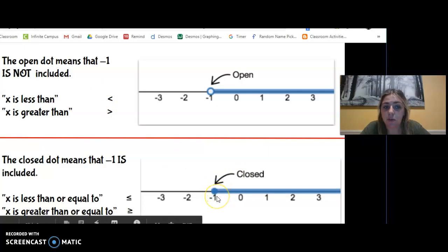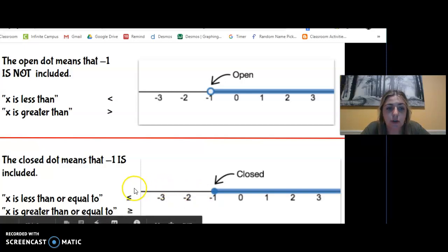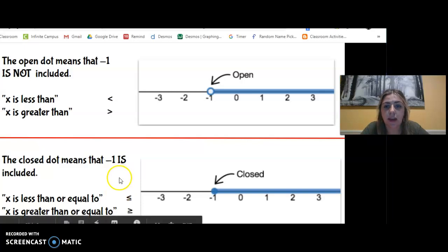On the other hand, we can have a closed dot, and that means that the number, in this case -1, is included. So X is less than or equal to, or X is greater than or equal to. So we use a closed dot when we use those symbols. Okay, so basically if the inequality sign has a line under it, you want to use a closed dot. If it doesn't have a line, you want to use an open dot.